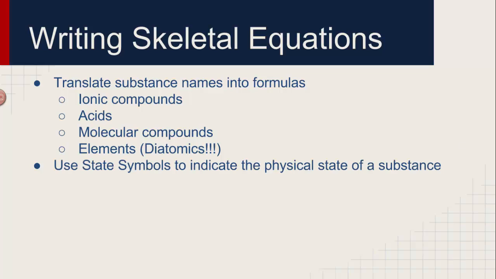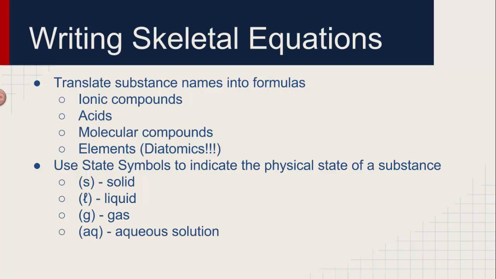We're going to use state symbols to indicate what physical state each substance is in. So we use a little s in parentheses if the substance is a solid. We'll use an l if it's a liquid. We'll use a g if it's a gas. And the fourth one is aq. And aq is used if the substance in question is dissolved in water. We call that an aqueous solution. The word aqueous has at its root the word for water. So aqueous means dissolved in water. It's a solution.